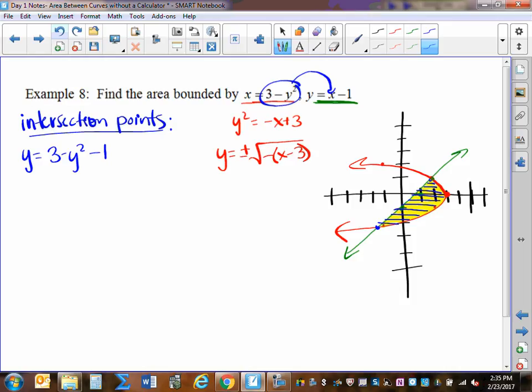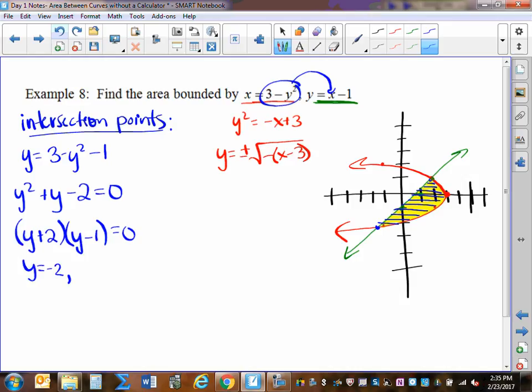Again, I want to go ahead and factor to solve. Let's move my y squared to the left, so everything to the left, so I get y squared plus y minus 2 equals 0. This factors into y plus 2, y minus 1. So I get y equals negative 2 and y equals 1. Which, if we look here, that makes sense.